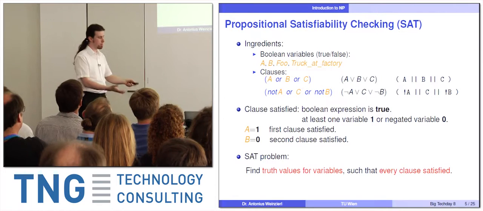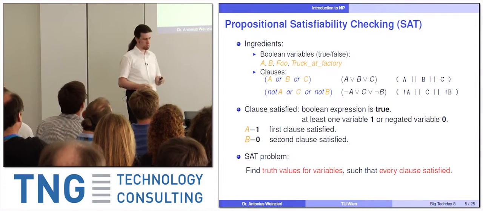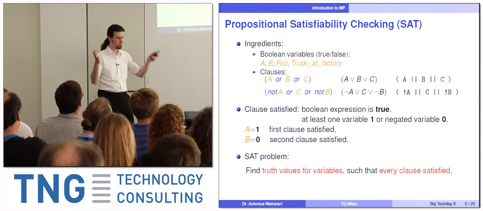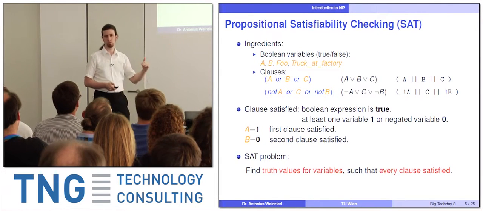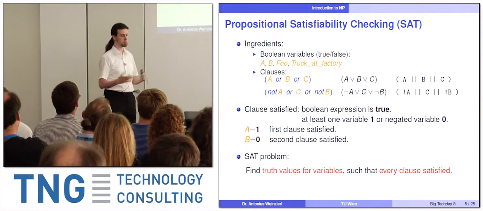Now the SAT problem is: given a set of clauses, find a truth assignment for my variables such that all of the clauses evaluate to true. That's it.